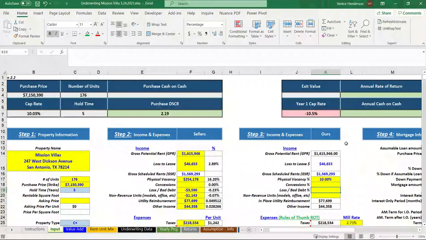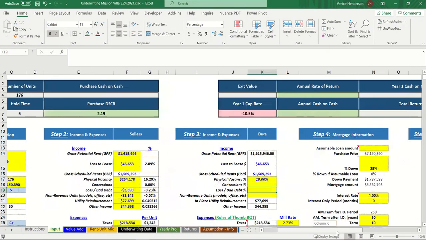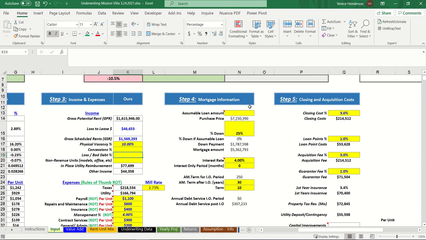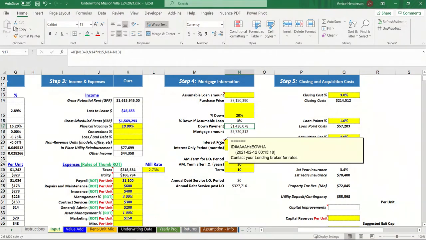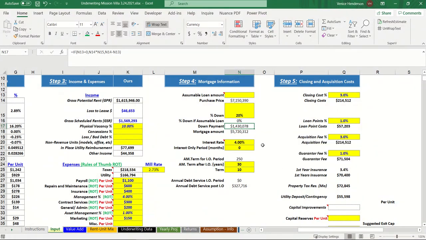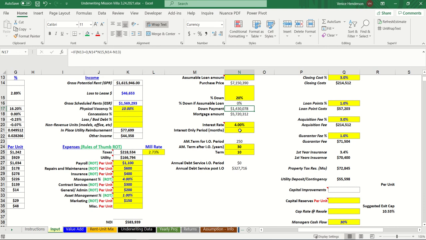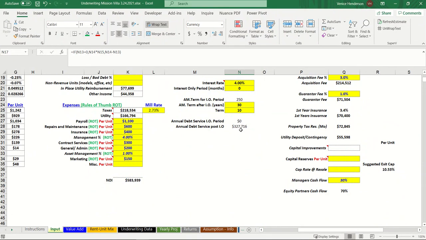Let's continue to move on because at this point we've only done 3 steps. We are now moving on to step 4. We do not have an assumable loan amount. This information is populated. We are going to go with 20% down. That would make our down payment $1,000,004. Our mortgage amount would then be $5,720,000. Our interest rate is 4%. Let's just keep that here. Interest only, we're not doing. We have it amortized over 30 years with a 10-year term. This all looks good with an annual debt service of this amount.